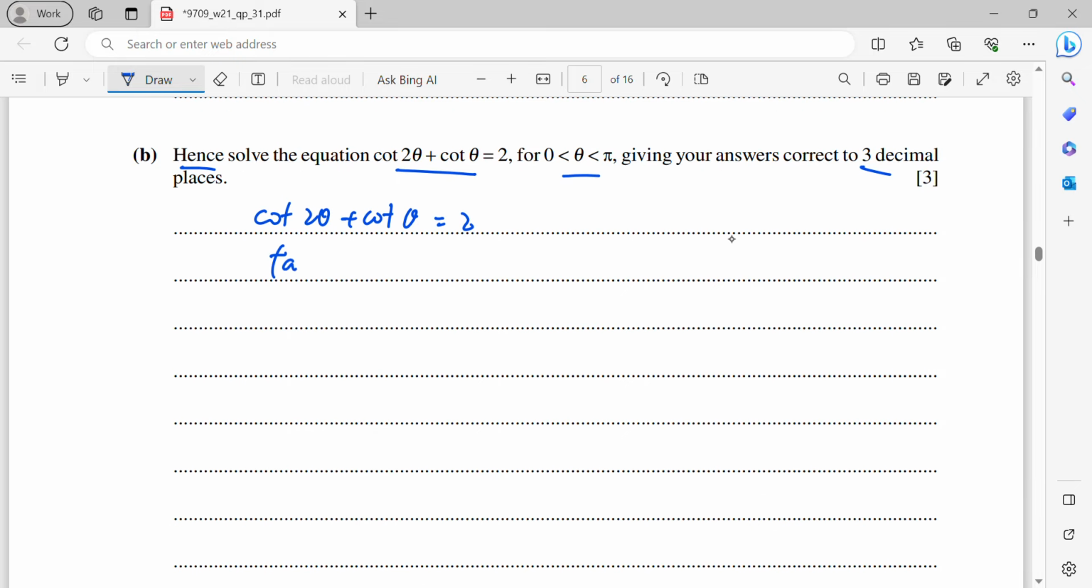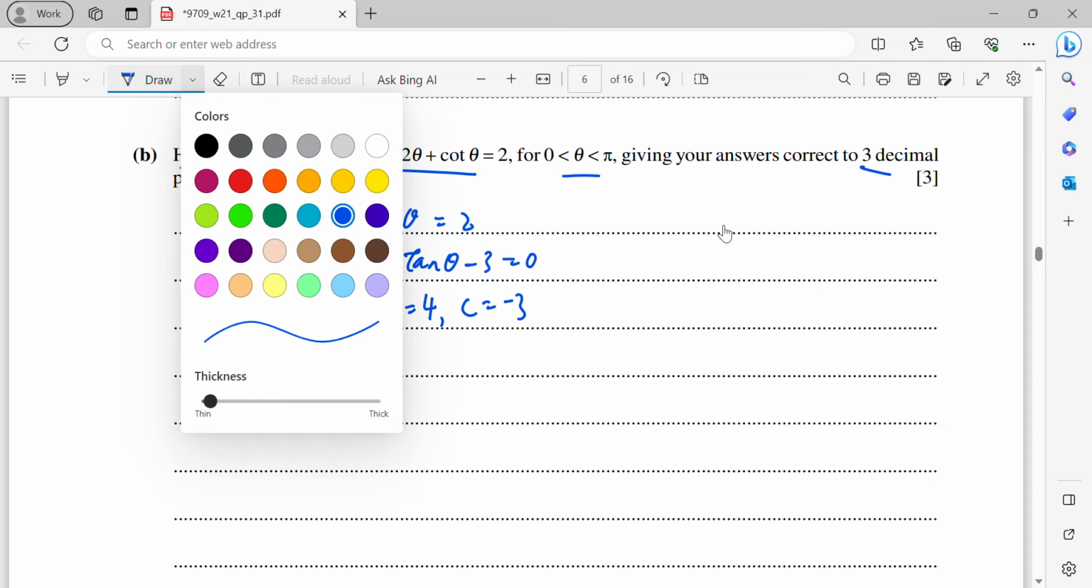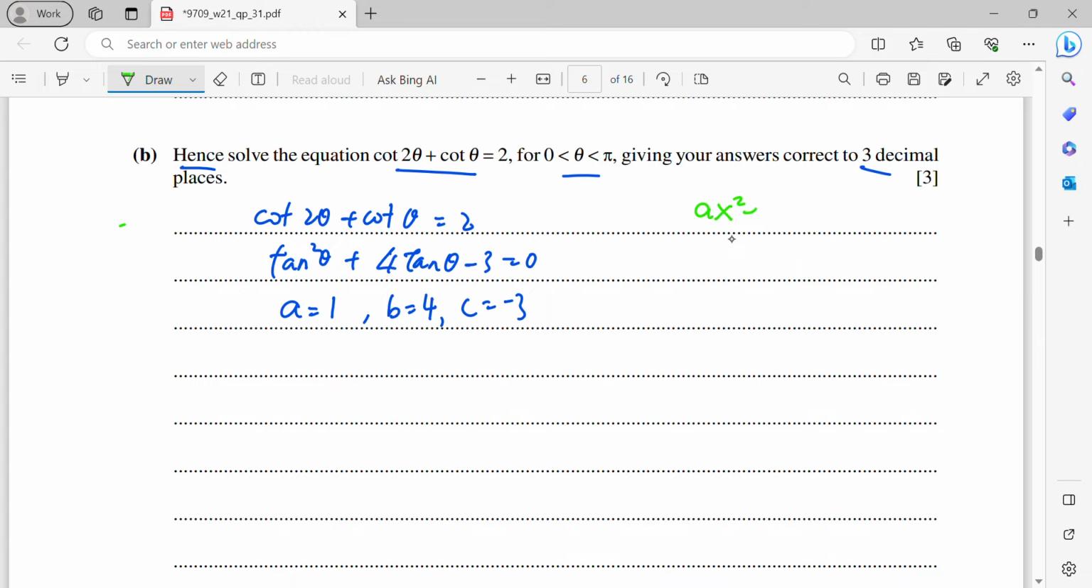So I will rewrite it as tangent squared theta plus 4 tangent theta minus 3 equals 0. Now, you are not able to factorize this quadratic equation. Therefore, I will use the quadratic formula. A is the coefficient of tangent squared theta, which is 1. B is 4. C is minus 3. For your information, for the quadratic ax squared plus bx plus c equals 0, x is minus b plus minus square root of b squared minus 4ac, over 2a.